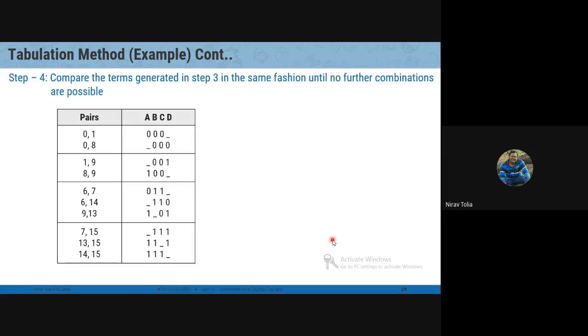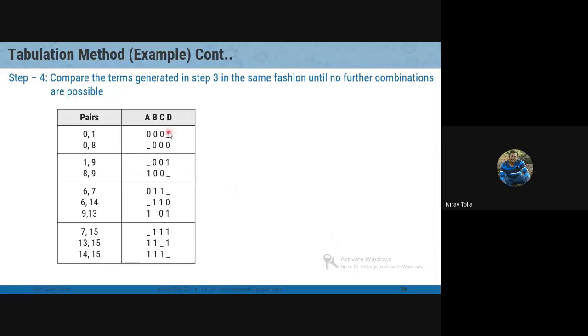So now you have to focus. The rule clearly says that two terms with dashes in different positions cannot be combined. So now what do we have to focus on? We have to focus on the dashes only.